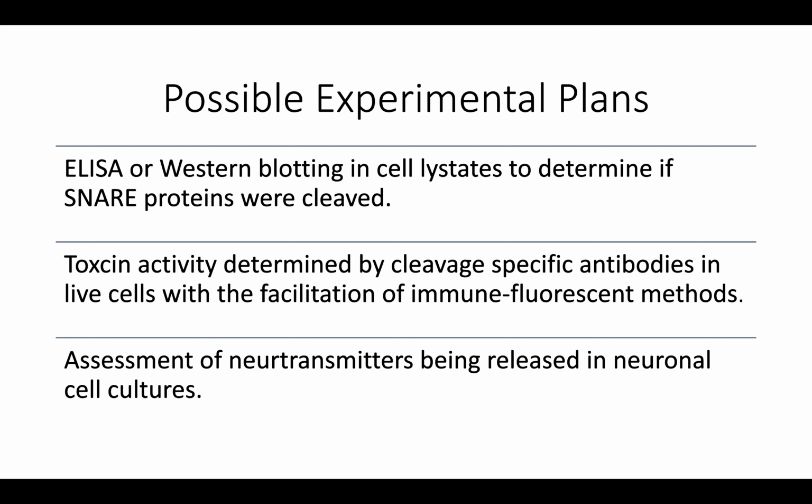Assessment of neurotransmitters being released in neuronal cell cultures has been done using thawed neurons, experimenting on that, and dissections and things like that. But the thing was, the goal is to find a plan that specifically identifies SNARE protein. If that's what we're sticking with, we're going to have to stick with the SNARE protein, and that does not answer with the neuronal cell cultures. That does not necessarily answer the question or prove the exact location.